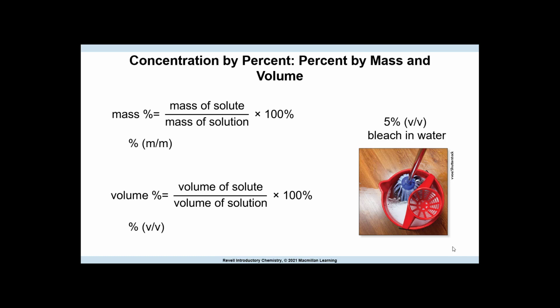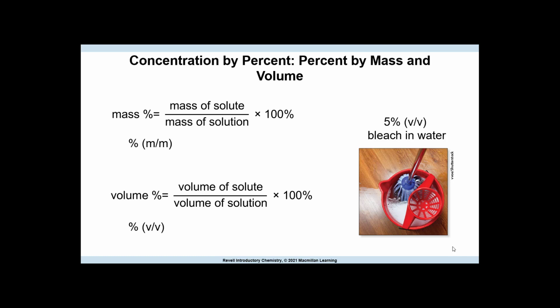More commonly, we express concentration by percent by volume. Volume percent is volume of solute over volume of solution times 100%. Since both components are measured by volume, this is sometimes labeled as percent V over V, which means volume by volume. We often use percent by volume when both the solute and the solvent are liquids.